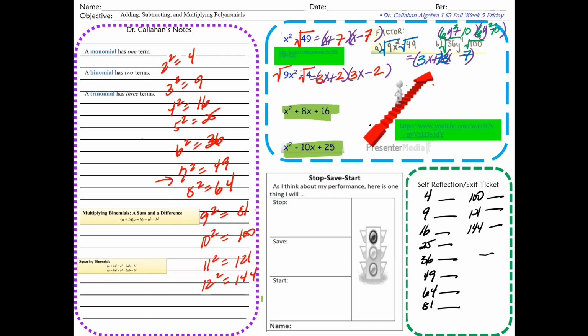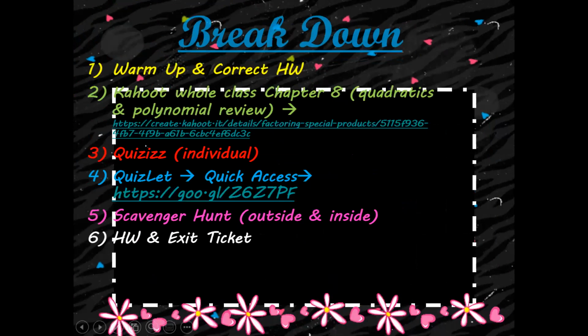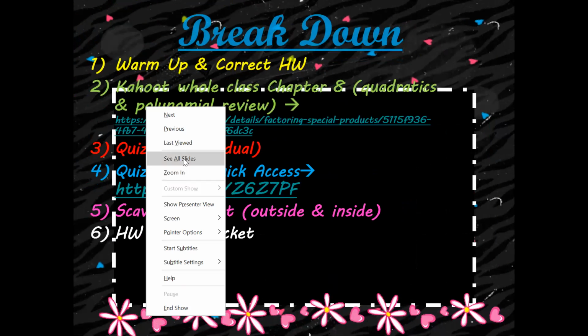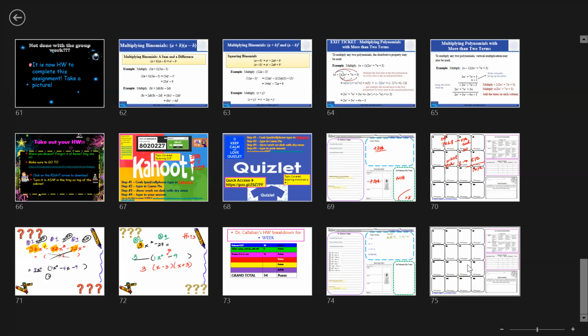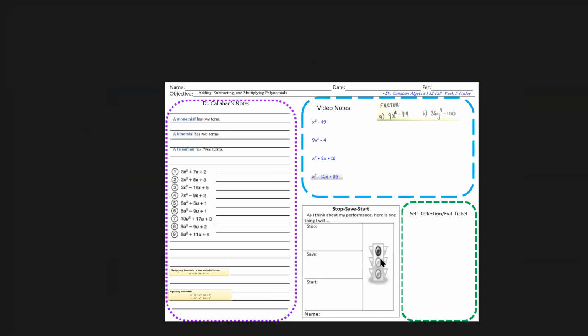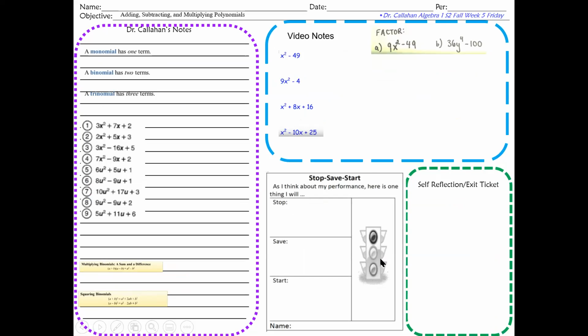All right, you guys, that is basically about it. So with the rest of the time, if you would like to do some additional practice, you're welcome to do that. Your exit ticket today is going to be stop, save, and start. As I think about my performance, here's one thing that I will stop, one thing I will save, and one thing I will start doing.